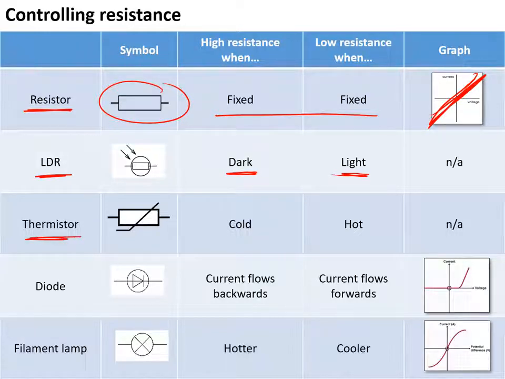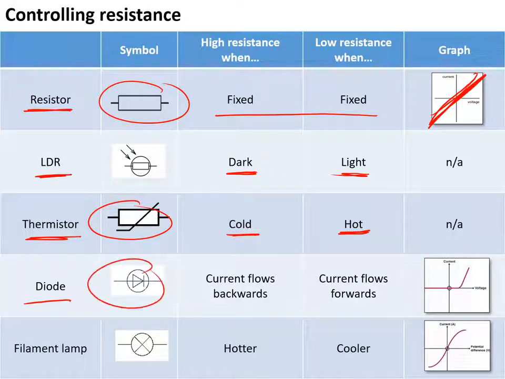A thermistor has high resistance when it's cold and low resistance when it's hot. A diode has high resistance when current tries to go backwards through it, and low resistance when current flows forwards. So the current versus potential difference graph looks like this, where we get the line sloping up with a positive voltage and flat with a negative voltage, so that means current doesn't flow backwards through it.